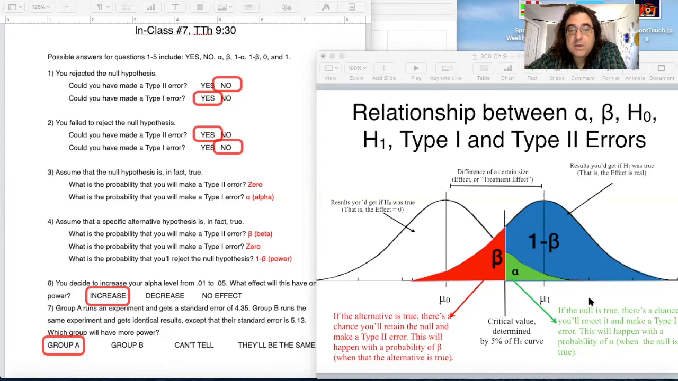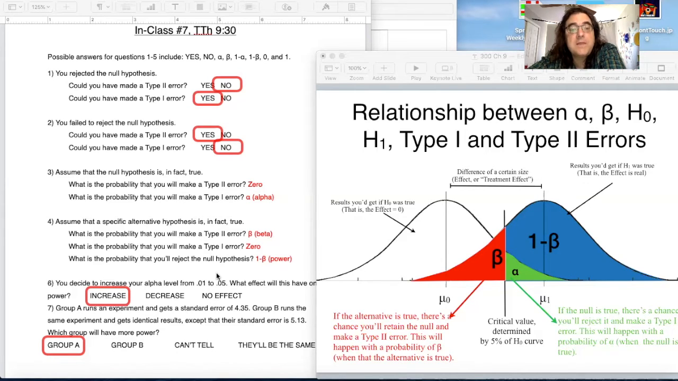Now, here's number three, a different kind of weird assumption that we don't usually get to make in real life, but I'm setting this up for educational purposes. Assume that the null hypothesis is in fact true, which means that you are drawing a result from this distribution right here, the one on the left. What is the probability that you'll make a type 2 error? None. It's impossible. You can't make a type 2 error no matter what you do if the null hypothesis is true, because type 2 error means failing to reject the null if the alternative is true. So if I've just told you that the alternative isn't true, you can't possibly make that error.